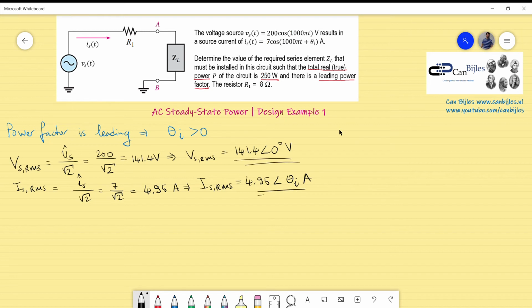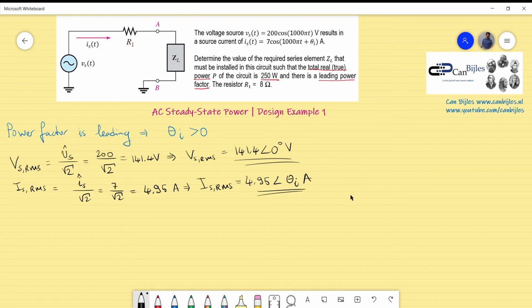Now I have those two expressions, and the next step is looking at the circuit and determining the required value for ZL. Since it is a leading power factor, I already know that the circuit is capacitive. This complete circuit must be capacitive, it cannot be inductive. If it is an inductive circuit, then I have a lagging power factor. But I don't know if it is a pure capacitor or a combination of a resistor and a capacitor, so that's not clear at the moment.